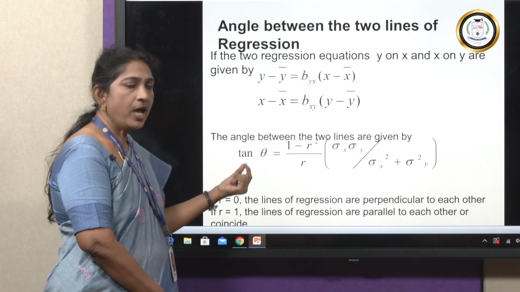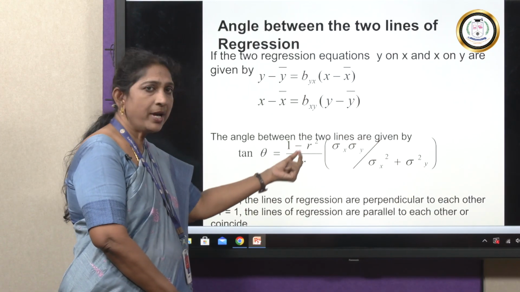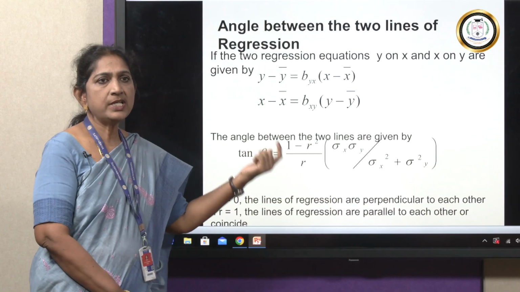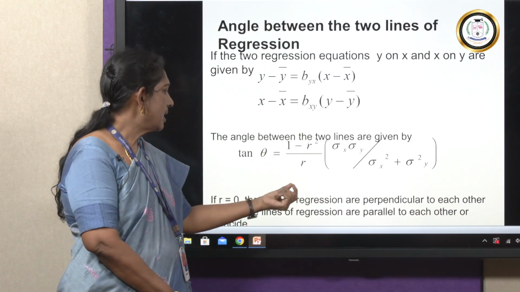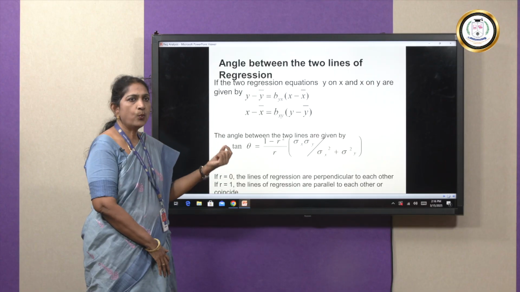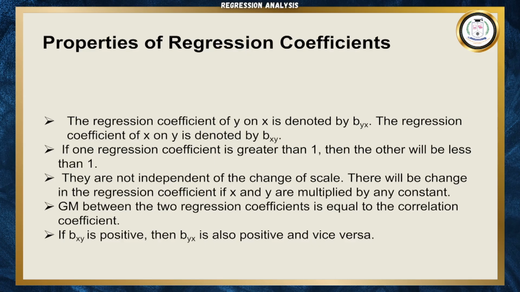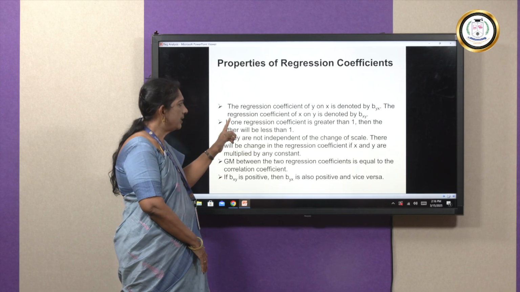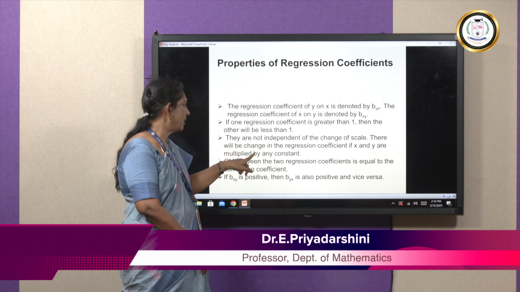The next case, when r equal to 1, what happens? 1 minus 1 will be 0. So tan theta is 0, which gives theta equal to 0. That means the lines of regression are parallel to each other, or they lie one on another. The next are the properties of regression coefficients. So already I told you the regression coefficients are called bxy and byx, and if one regression coefficient is greater than 1, then the other one should be less than 1.